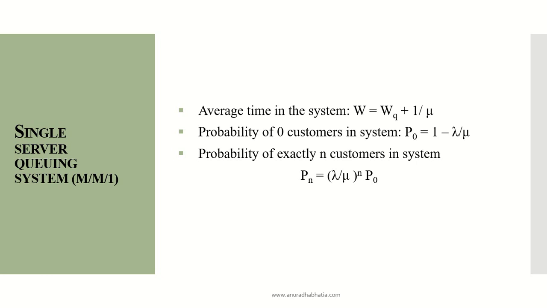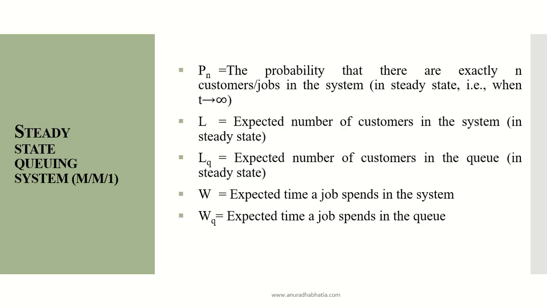Average time in the system W is equal to the time waiting in the queue WQ plus 1 upon mu, and probability of 0 customers in the system is P of 0 is equal to 1 minus lambda upon mu, and probability of exactly n customers in the system is P of n is equal to (lambda upon mu) raised to the power of n times P of 0. Now let's see for the steady state queuing how things work.